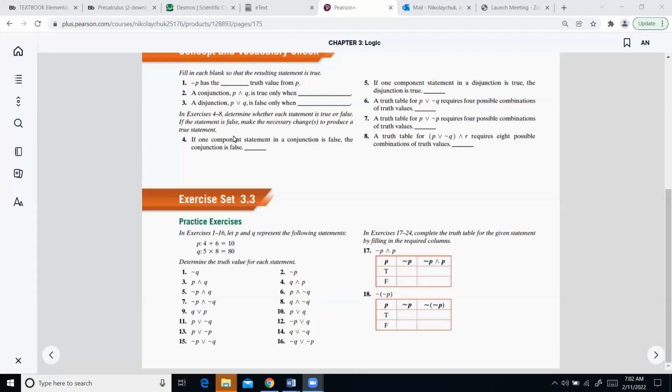Particular problems, please let me know which ones, and I can do them for you.